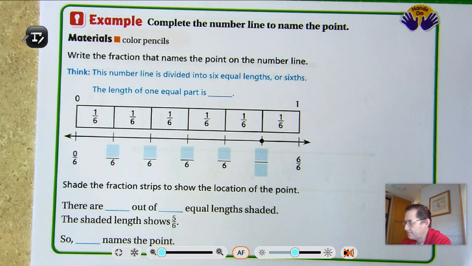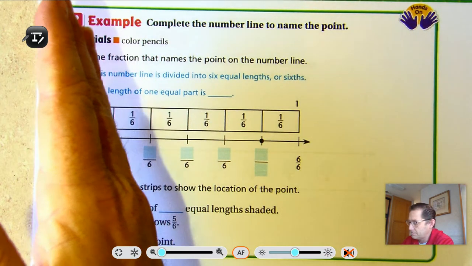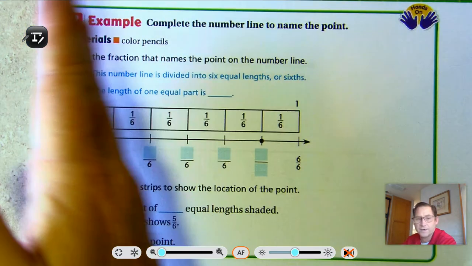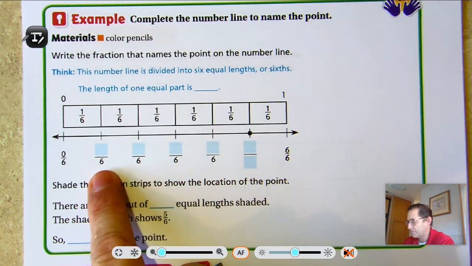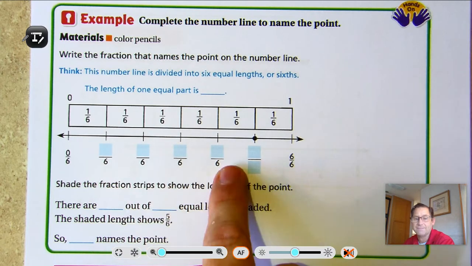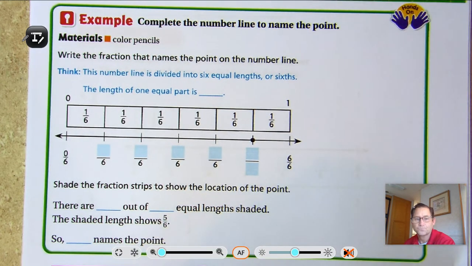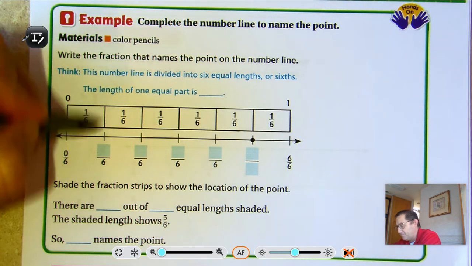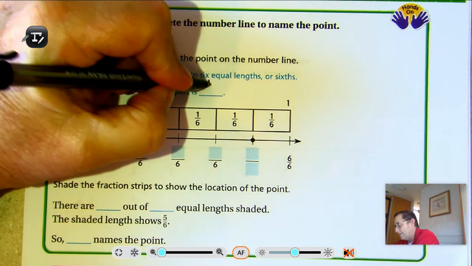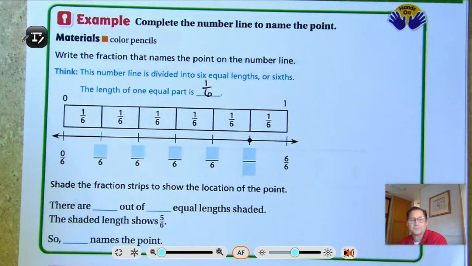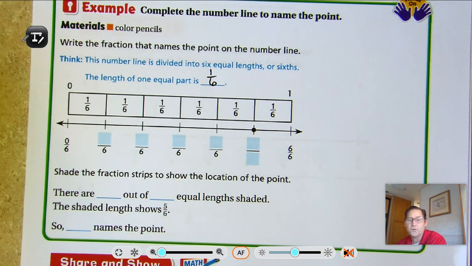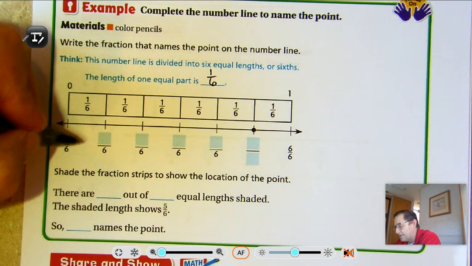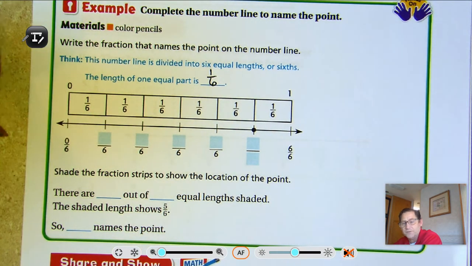Okay, so remember, we can divide the distance between a whole number on a number line in as many equal parts as you want. This time, the denominator is 6, so we need to have 6 equal parts. So the length of one equal part, each little fraction strip, is 1/6. Okay, so shade the fraction strips to show the location of the point. But before we do that, let's put in our fraction numbers on the number line.